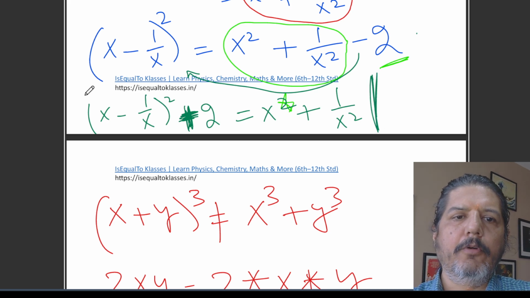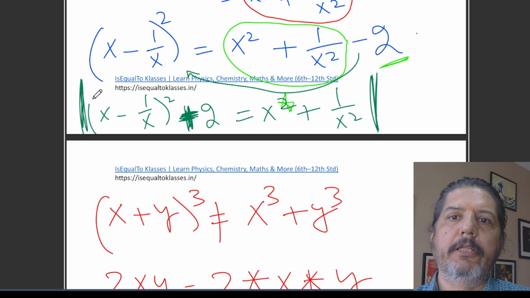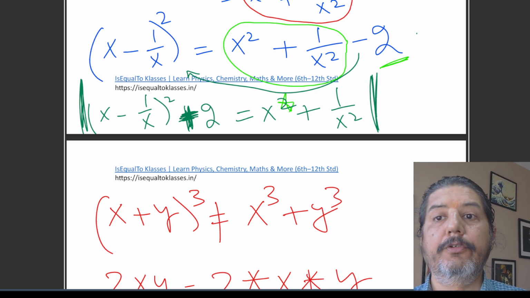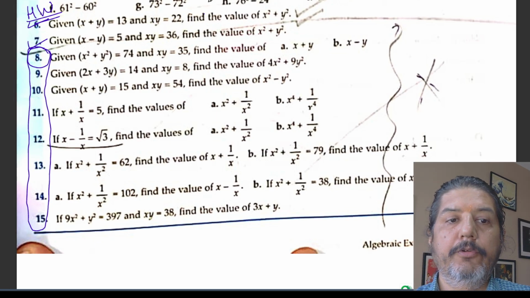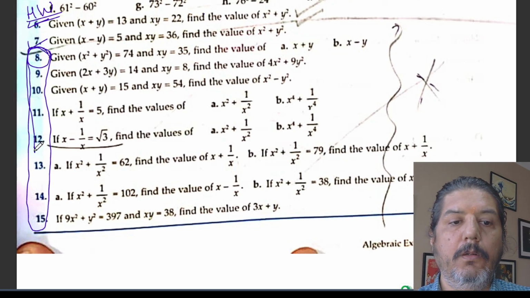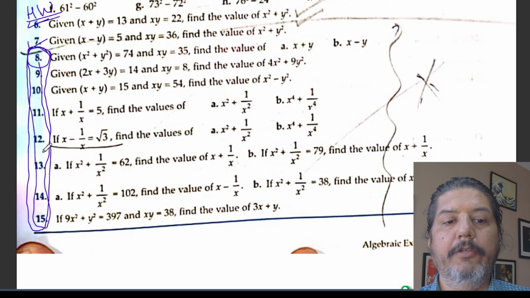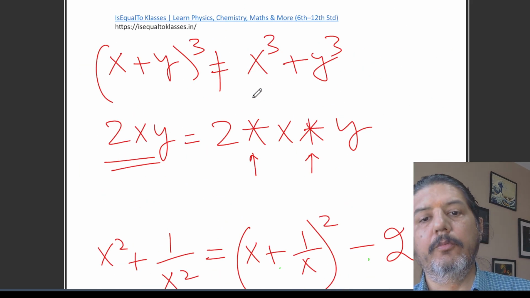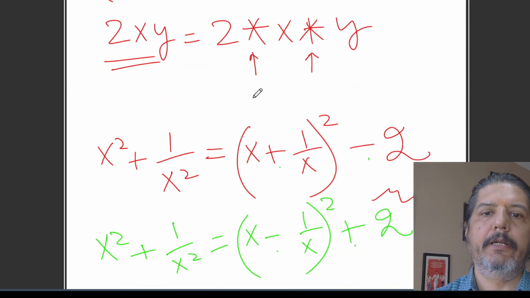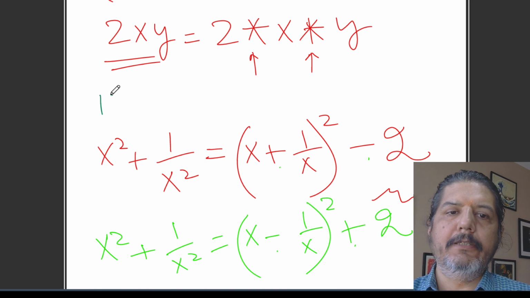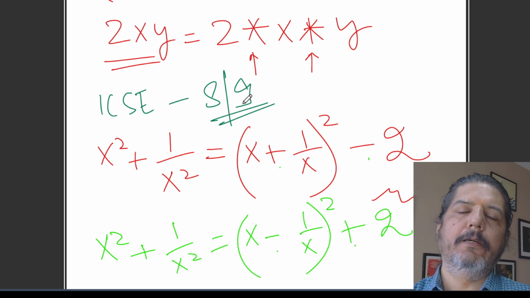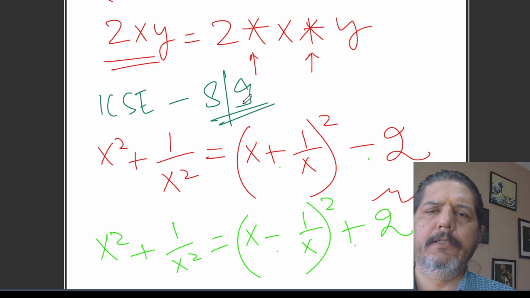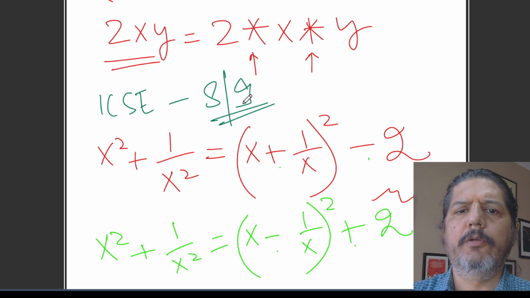So these are important expansions. They are usually used in questions like these. All these questions use all these expansions. So you might be in class 8th or you might be in class 9th. I'm talking about the ICSE boards. Usually in algebra, students face difficulty in these kind of questions, and this is how the expansions are done.